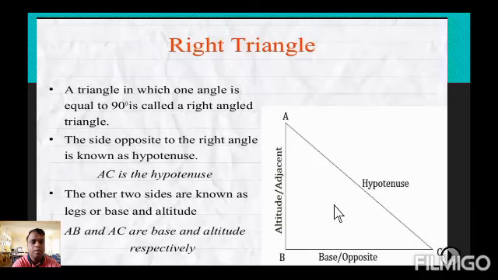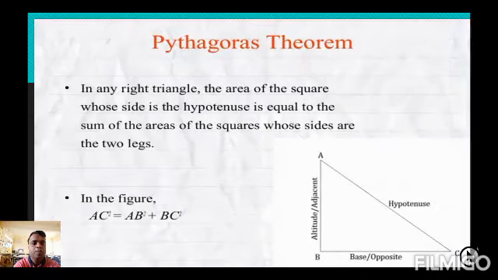Angle B is 90 degrees. AC is the hypotenuse, AB is the adjacent side, and BC is the opposite side. Using this right angle triangle we have to prove the trigonometric identities or trigonometric angles. Next we move to the Pythagoras theorem.